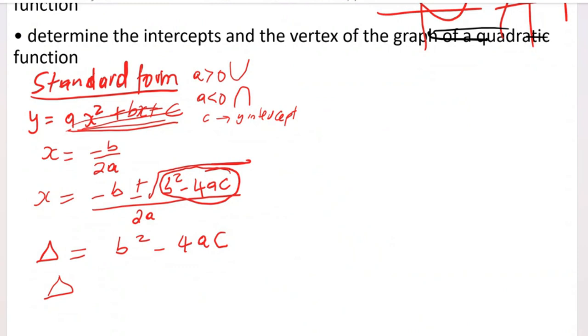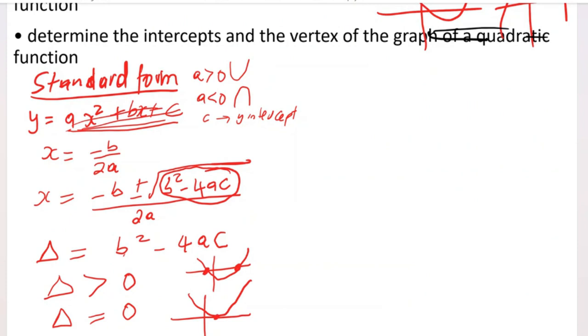If your discriminant is greater than 0, what do we mean? If you substitute your A, your B, and your C, and you find that the value is positive, it means you're going to get 2 real solutions. That means 2 x-intercepts, so your graph is going to be doing this. If your discriminant is equal to 0, you are going to have only 1 real solution. So your graph is going to be looking like this. It's going to be touching at only 1 point.